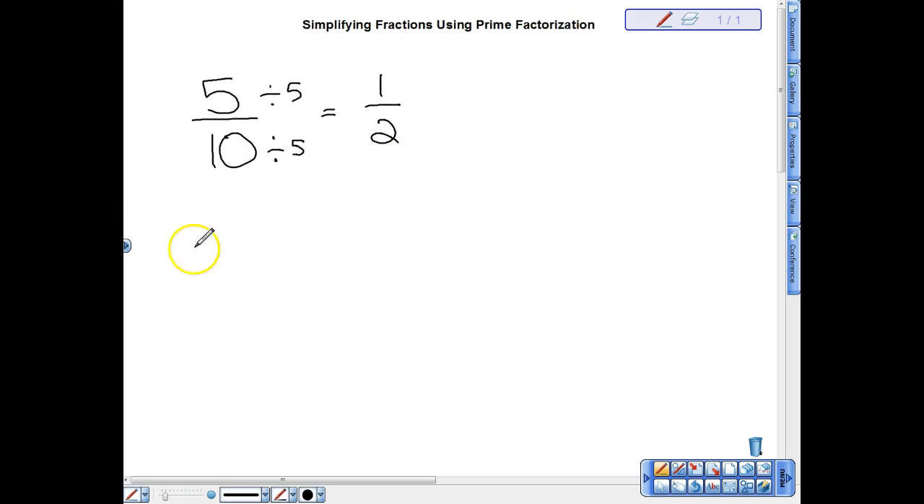You could maybe even do 10/12, and maybe you say, I know that I can divide 10 and 12 both by 2 since they're even, so I can make a new fraction by dividing by 2.